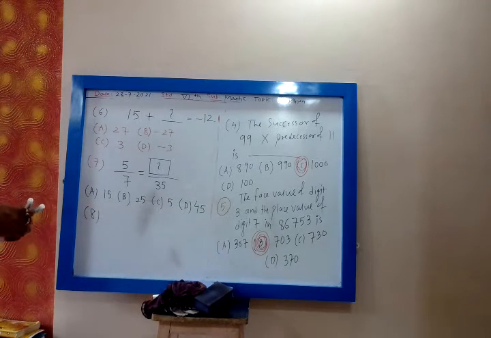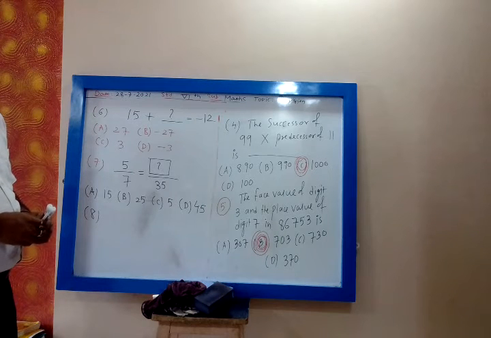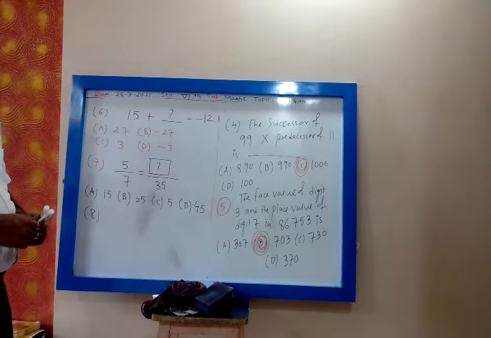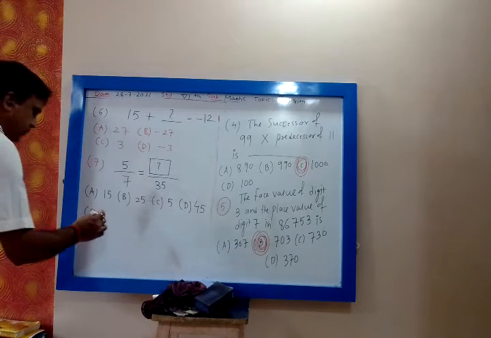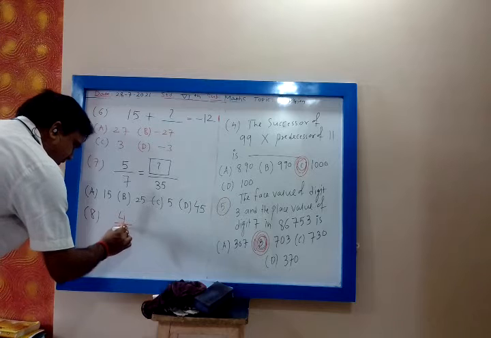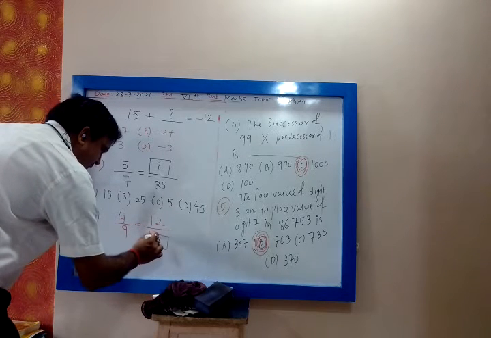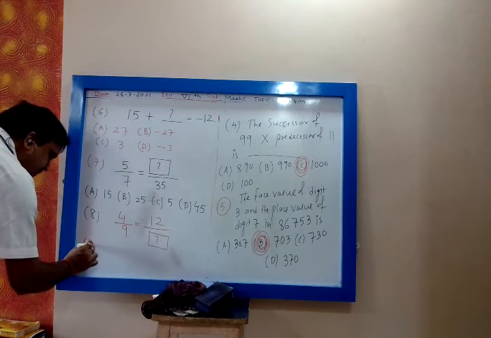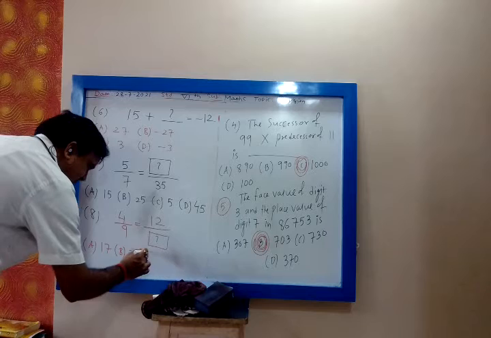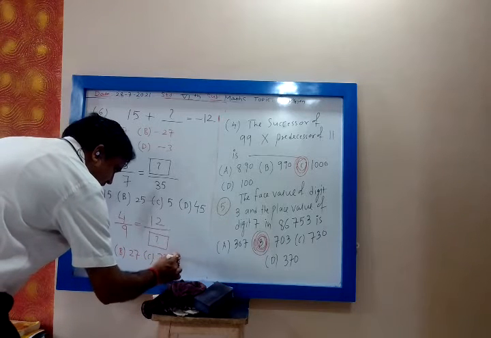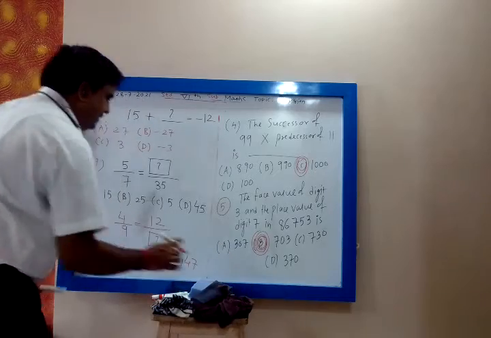Okay. 4 upon 9 is equal to 12 upon dash. Options are A 17, B 27, C 37, D 47. Yes, get the answer fast.